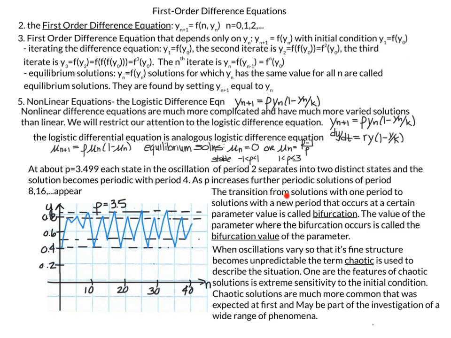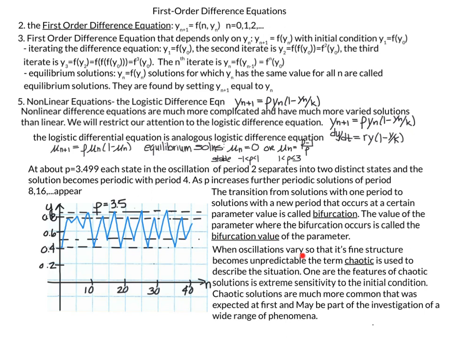The transition from solutions with one period to solutions with a new period that occurs at a certain parameter value is called a bifurcation. So somewhere around 3.5, there's a bifurcation where we go from period 2 to period 4. The value of the parameter where the bifurcation occurs is called the bifurcation value of the parameter.